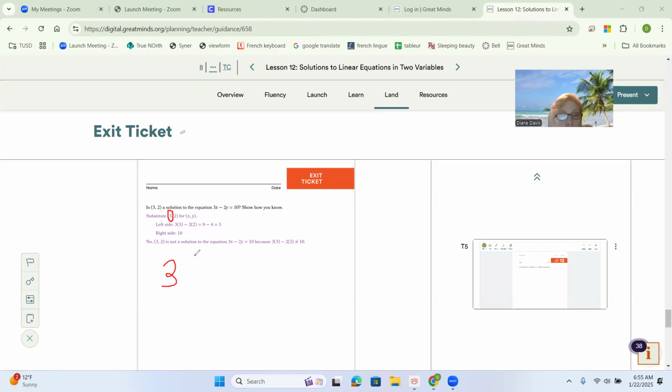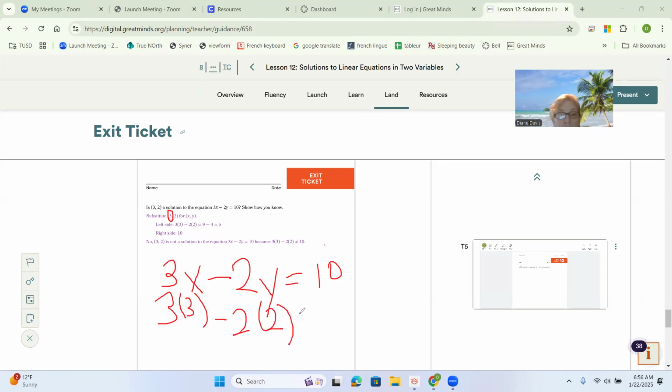Here's the equation: 3x take away 2y. To find out if it's a solution, what that means is if you put this point in for x and y, will you get 10? That's what that means when they say, is it a solution? So you take the x, which is 3, and you multiply, because that's what it means when it's stuck together like that. Take away 2 times 2. So that's 9, 3 times 3 is 9. Take away 4 would give you 5. And that 5 is not equal to 10. Therefore, it is not a solution.